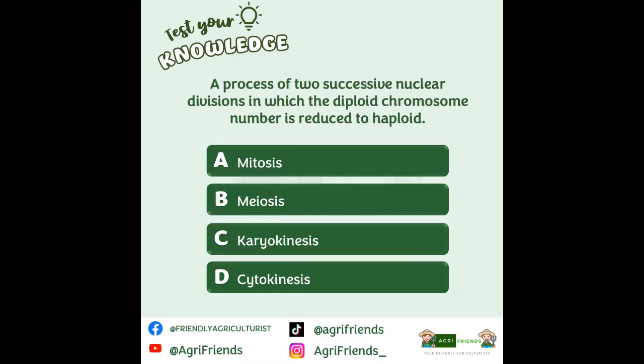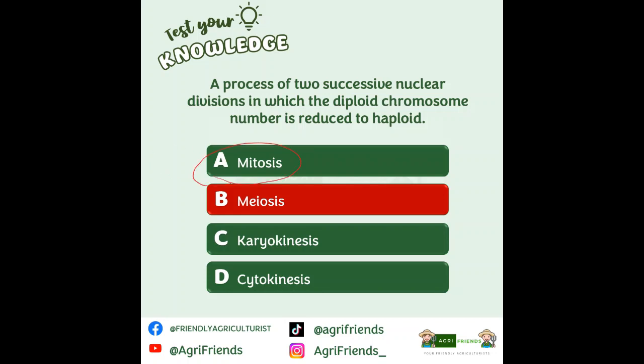Next, a process of two successive nuclear divisions in which the diploid chromosome number is reduced to haploid. A. Mitosis, B. Meiosis, C. Karyokinesis, or D. Cytokinesis. The answer is meiosis.